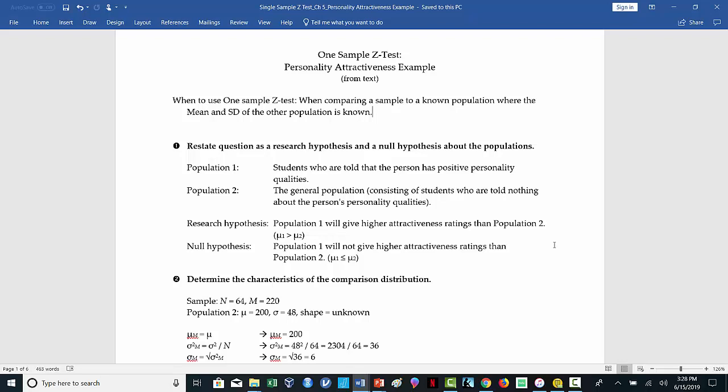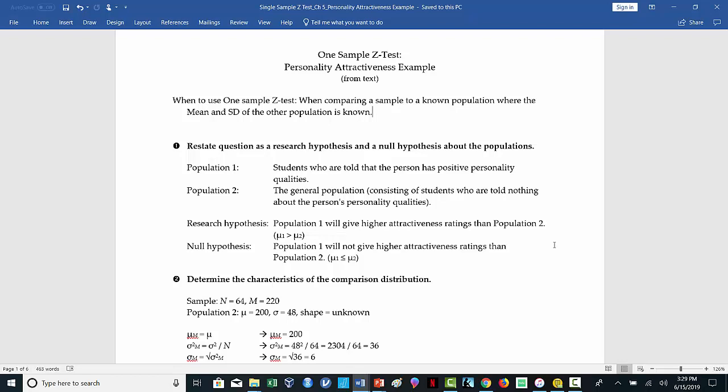So the idea here is that if people are told that some people have some of these positive personality qualities, they're going to rate them as more attractive, let's say, for a long-term romantic partner. So we have to translate that idea into thinking about populations, a population 1 and a population 2, and into a research hypothesis and a null hypothesis.